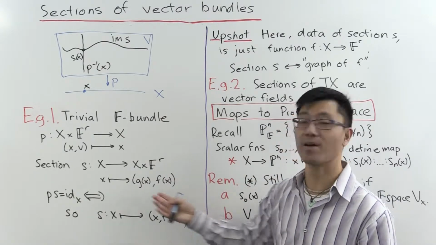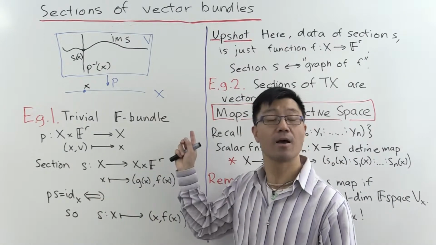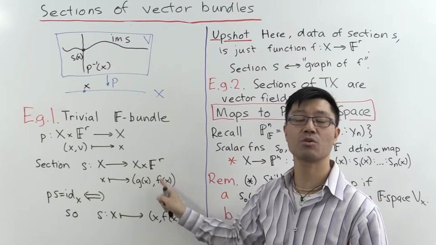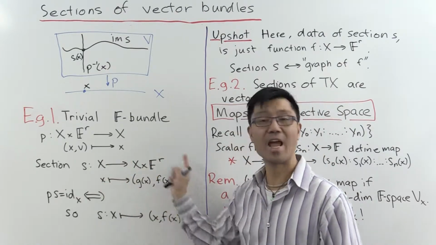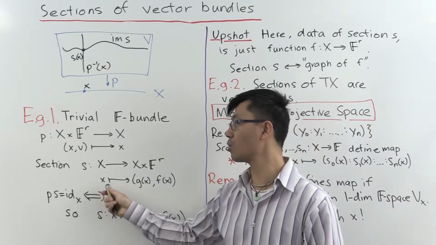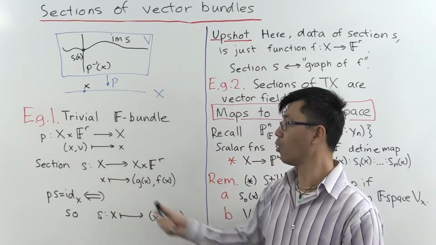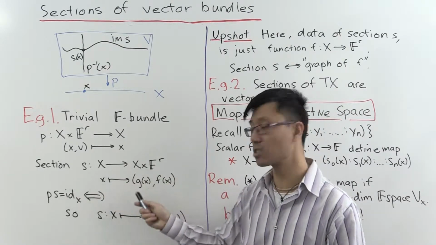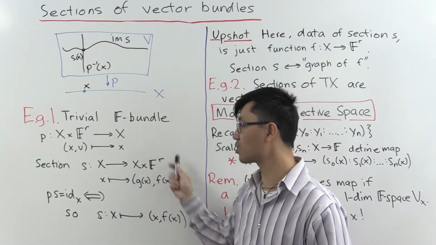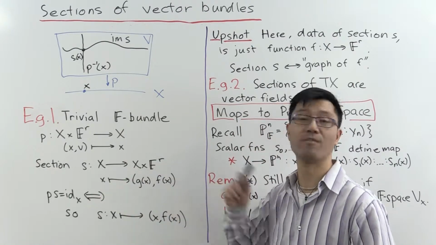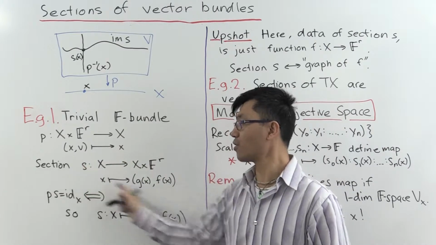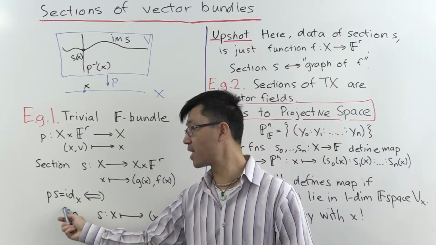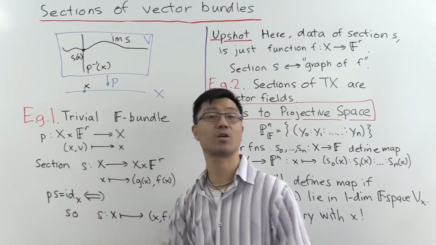And let's see what it means to give a section. Firstly, it's a function which goes in the reverse direction from X to this vector bundle, so X to X cross F^r. And of course, what does any function like this look like? You pick a little x, and you have to give the first coordinate, that's some function of this little x, say g of x, and then the second coordinate, some function of little x, say f of x. That's the data required to give a section, and it has to satisfy this axiom as well. So P S has to equal the identity.